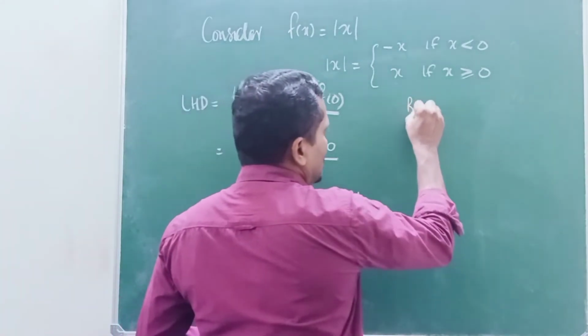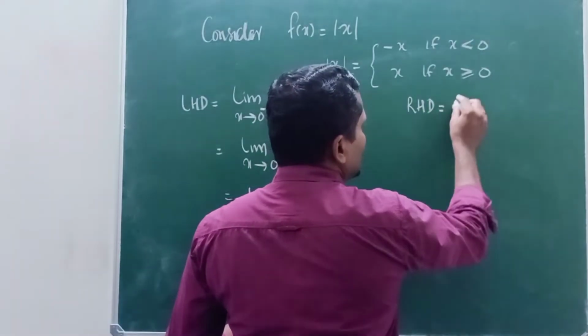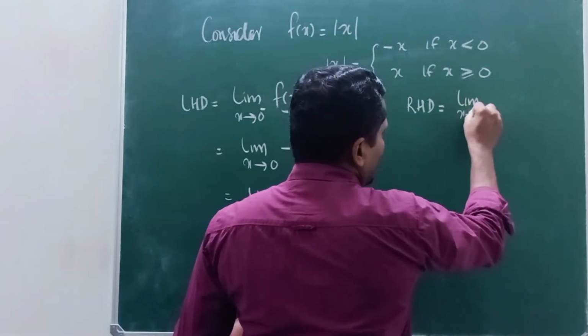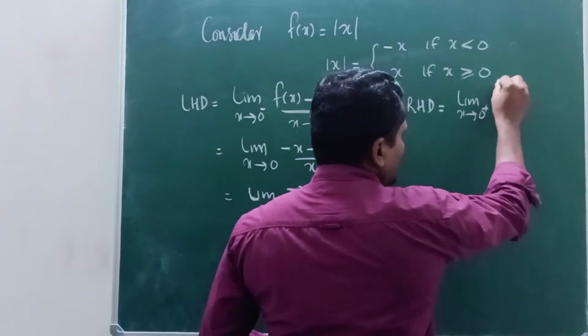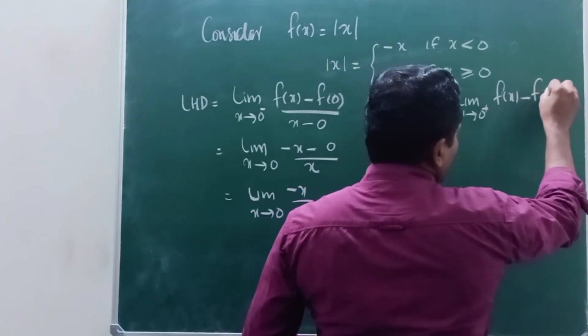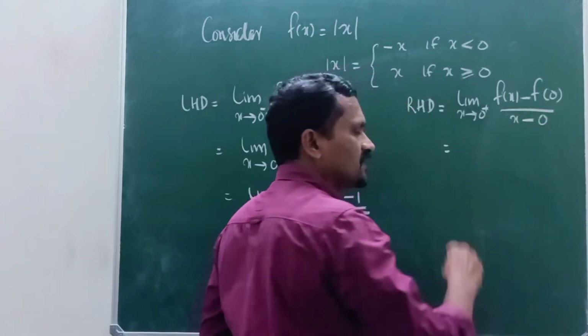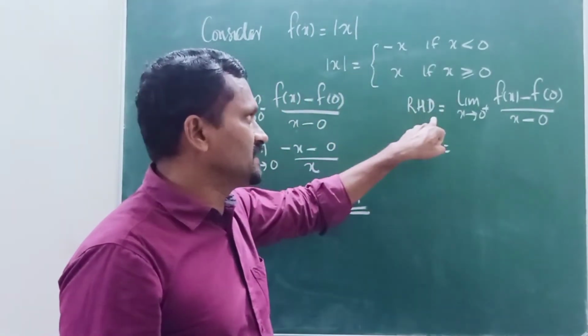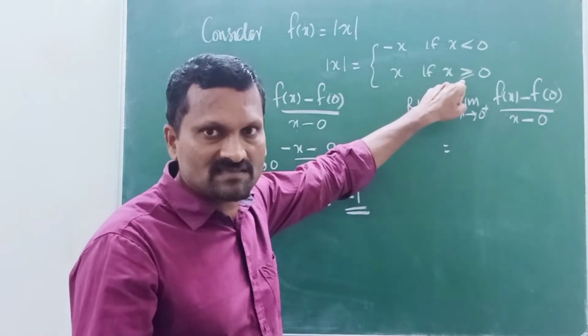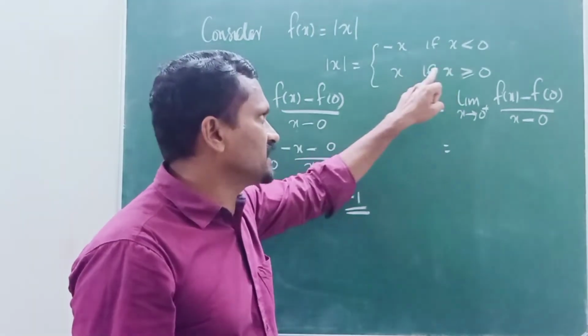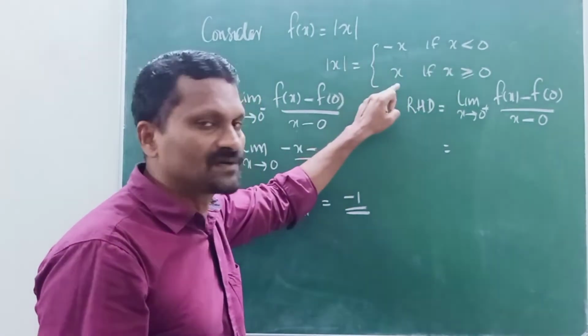Then what about the right hand derivative? By formula, it is limit x tends to 0 plus of (f of x minus f of 0) divided by (x minus 0). Right hand derivative means x is greater than 0. When x is greater than 0, mod x equals x.